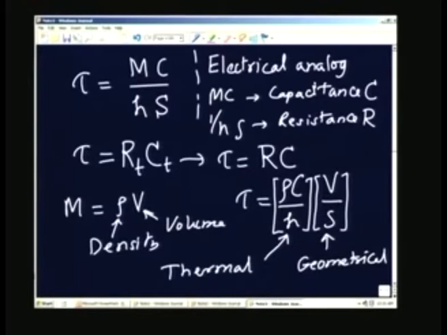So, now you can see that if I make the volume to surface area ratio as small as possible, or I reduce it, I will be able to get a smaller time constant. And we will see in a few minutes from now that a smaller time constant is better if you want to follow the changes as accurately as possible, as closely as possible.